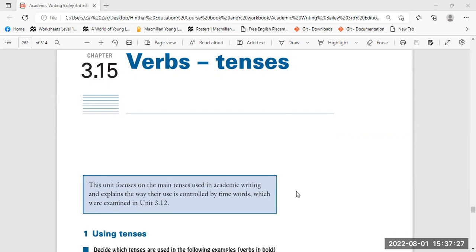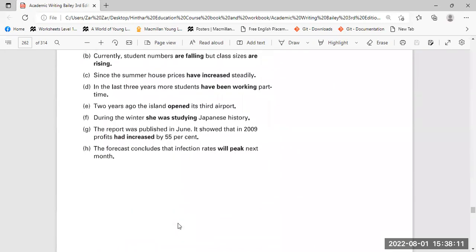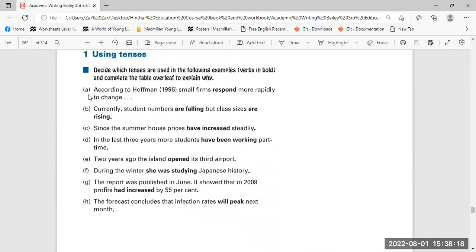So the verb tenses, how many verb tenses are there, do you know? Past, present, future. Yes. Present, future, and past, and also continuous. Let's see the use of tenses. Let's differentiate between what tense it is. Let's go to A.